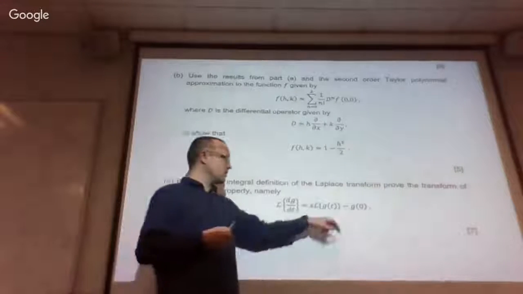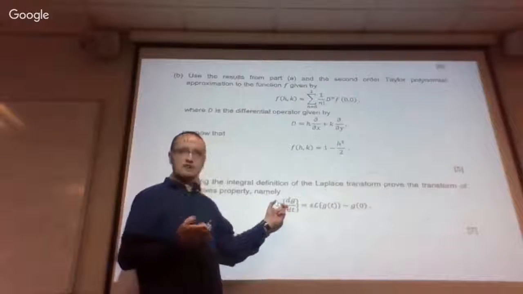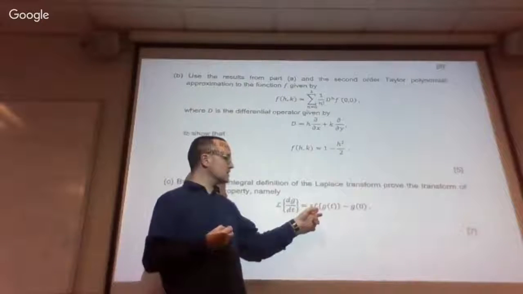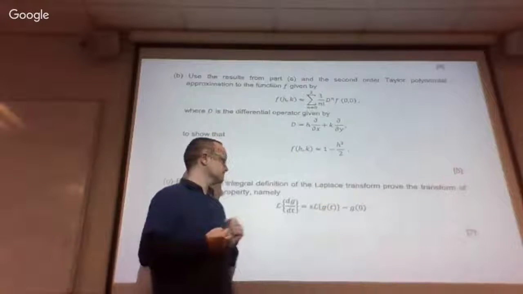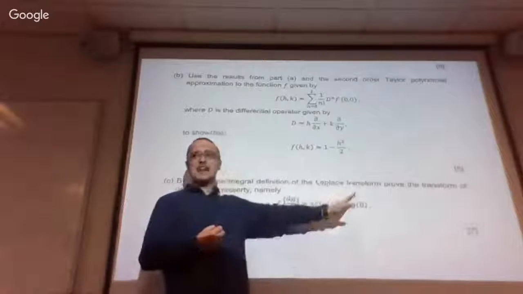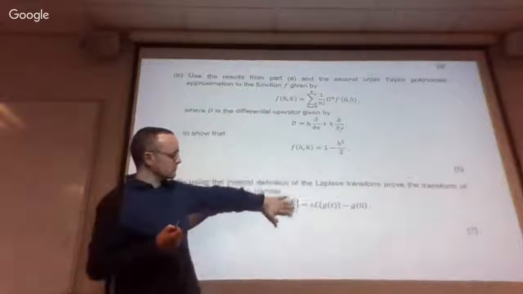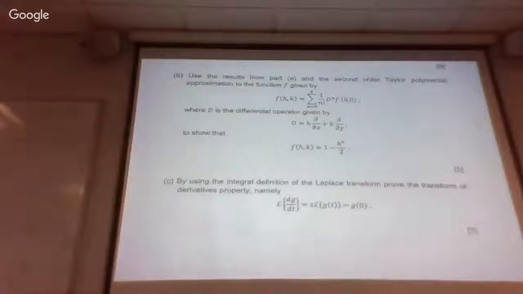So this fundamental property tells you how the Laplace transform of the derivative of a function relates to the Laplace transform of the original function, g. It's this nice, direct, explicit relationship between the Laplace transform of the derivative of g and the Laplace transform of g. And we're asked to prove that.